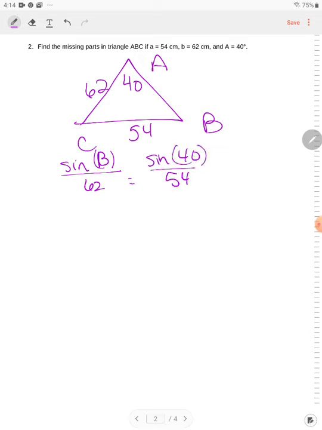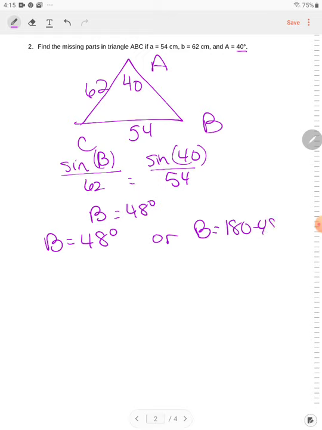Since angle A is rounded to the nearest whole number, usually your angles are rounded to the nearest whole number. By doing the math, we get B is equal to 48 degrees. Now that is an acute angle, so what could happen? We could have a possibility of two triangles. B is 48 degrees, or B is equal to 180 minus 48, which is 132 degrees. So we're going to see if both triangles could be drawn.